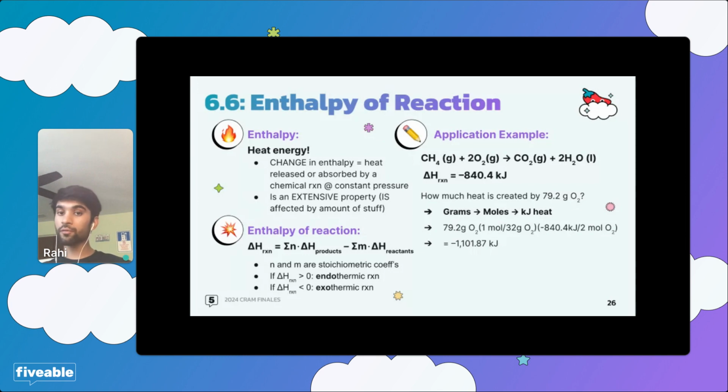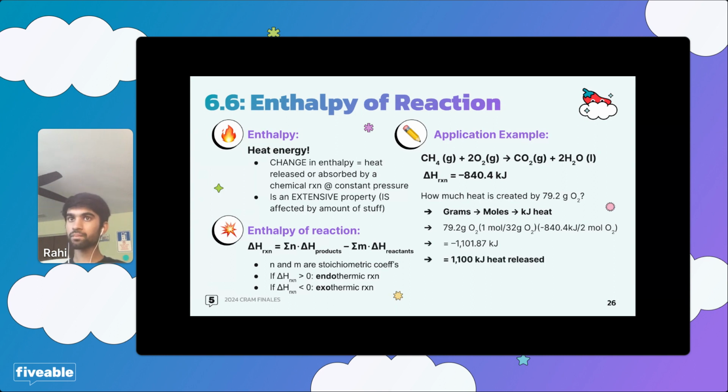So it's negative 840.4 kilojoules per 2 moles of oxygen used. That's why we can use that and multiply it by the amount of moles of oxygen in 79.2 grams, and we can figure out how much heat is created by specifically reacting only 79.2 grams of oxygen. Does that make sense? I understand it's a little bit convoluted, but it's really important to get this. This is something that I've seen a whole lot, and I'm pretty sure that you guys will see it.